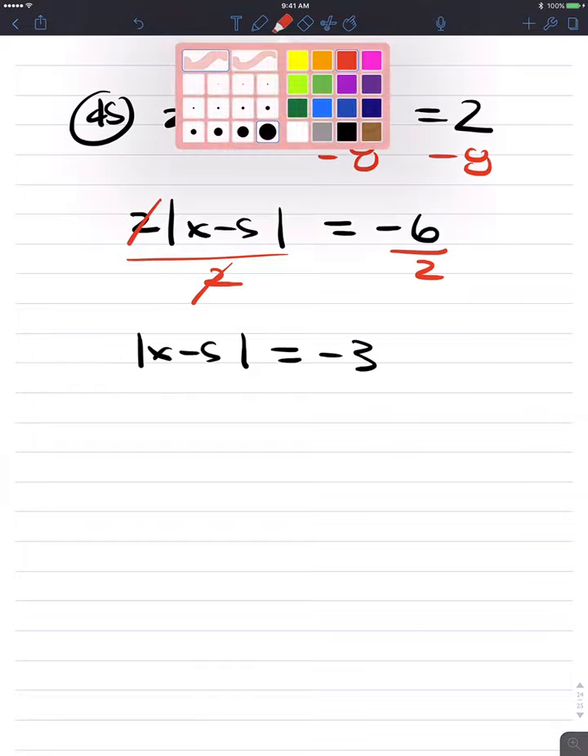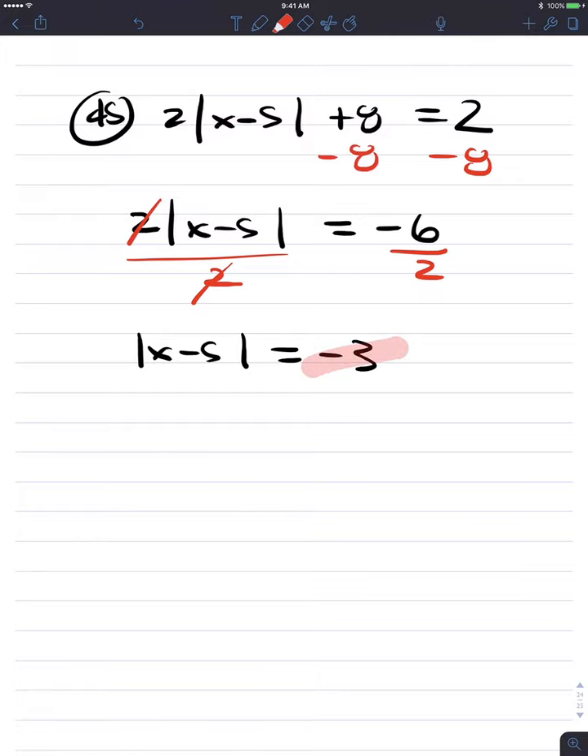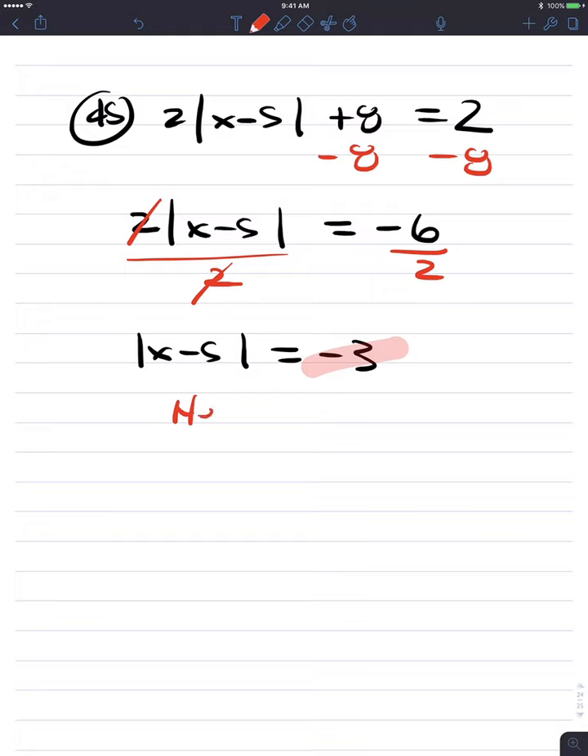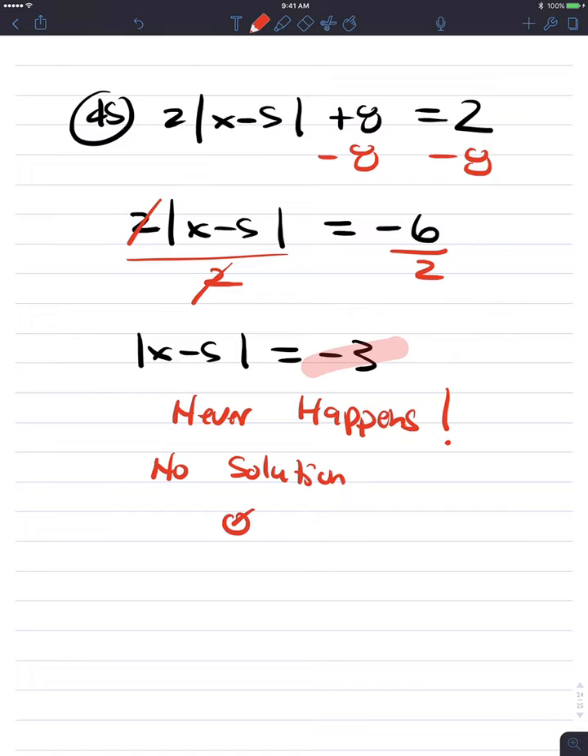Again, let's point out to you that the absolute value is never negative. This never happens. There's no real solution, or we say we represent this in set notation with the empty set.